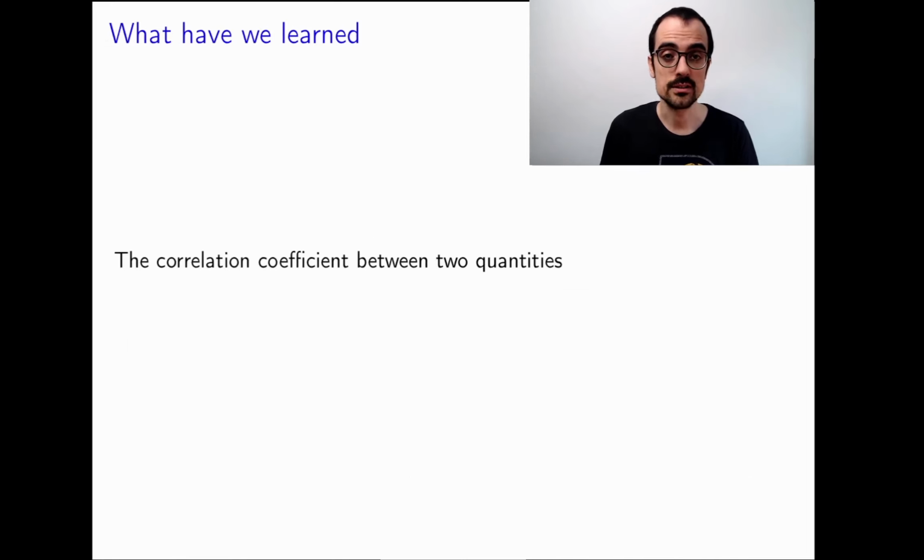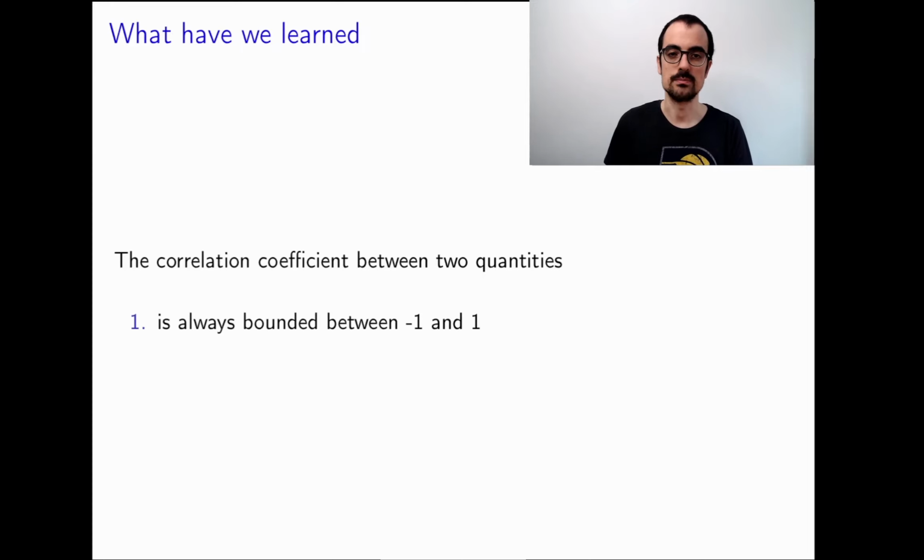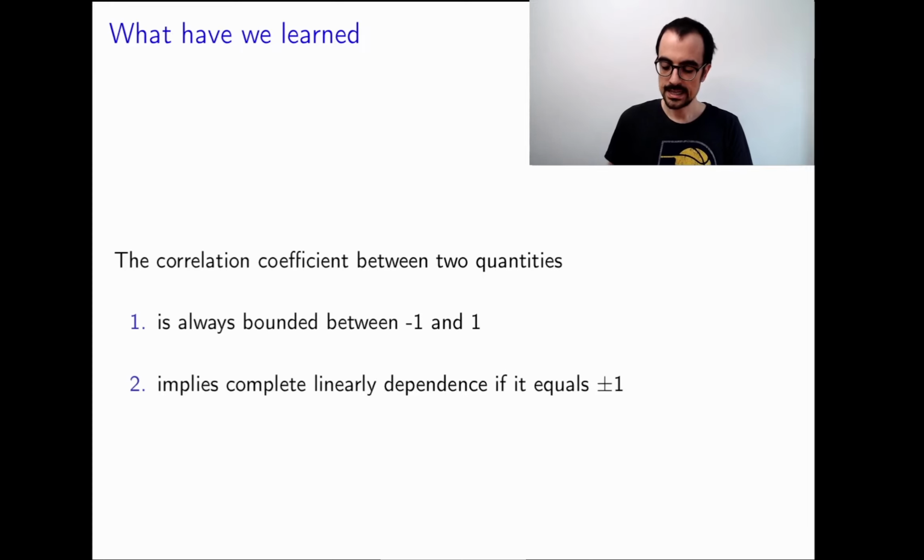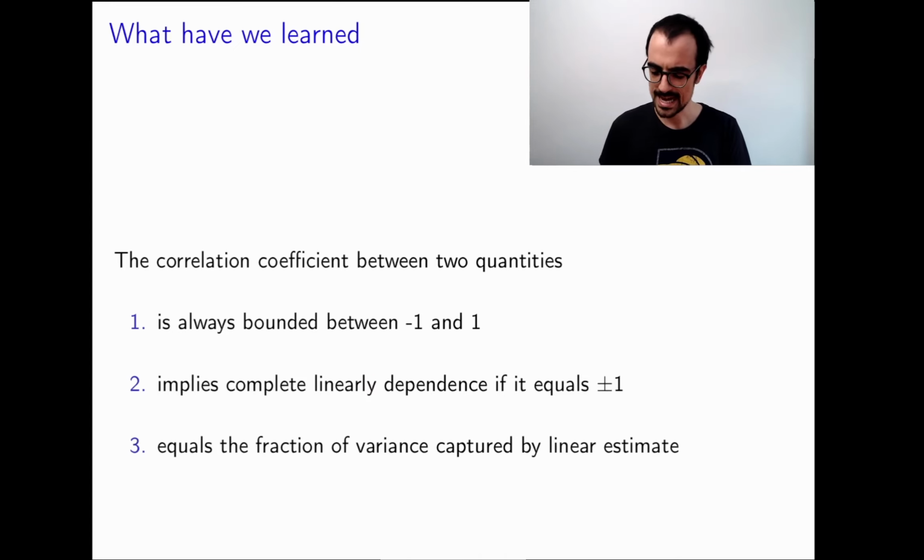Okay, so what have we learned? We have learned that the correlation coefficient between two quantities is always bounded between minus 1 and 1. It implies complete linear dependence if it equals plus or minus 1. And it equals the fraction of the explained variance captured by the linear estimate. Or rather, its square equals the fraction of variance explained by the linear estimate.